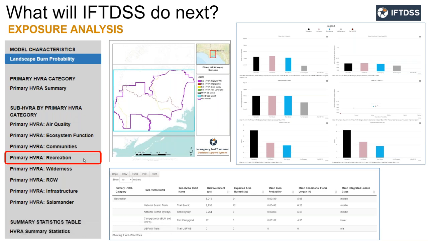And then for each part, we have map templates. So for example, this is looking at the recreation primary HVRA and then the sub-HVRAs that were assigned in my map values for that area specifically. So we give bar charts to tell you the mean values of the burn probability, conditional flame length, and integrated hazard. We also have relative extents and expected area burned. And these are all things that are included within the GTR 315. So we're trying to follow that the best we can to give examples and information to users. And you would get this type of a look for all the different primary HVRAs. We also give you large summary statistics tables that you can take elsewhere and do other charting if you choose.